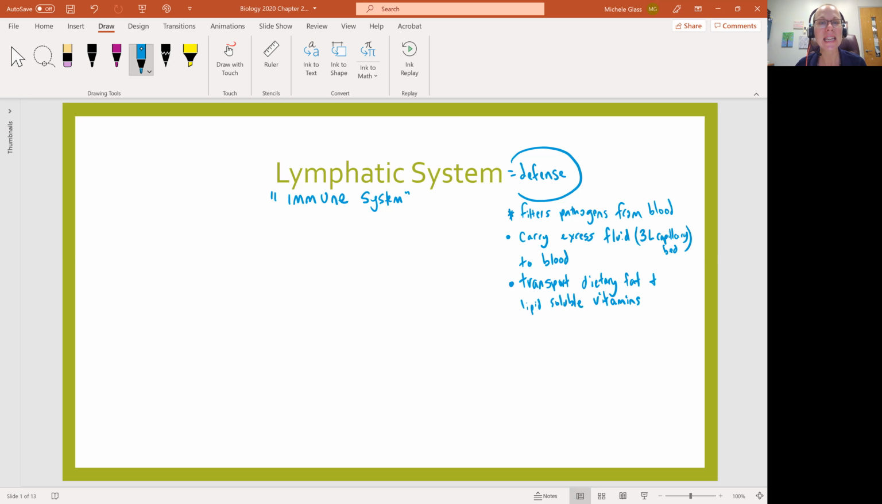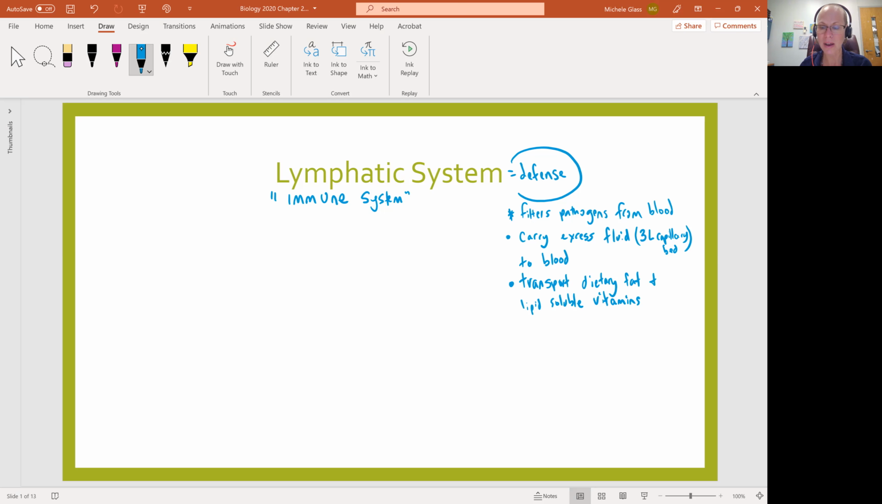The key idea here is that the lymphatic system is another network of vessels. It's another transporting system, and it's ultimately connected back into the bloodstream. So we are going to see that the lymphatic system has a start and it has an end. It's not a circuit in the same way that the cardiovascular system is, but that end point will be the bloodstream.